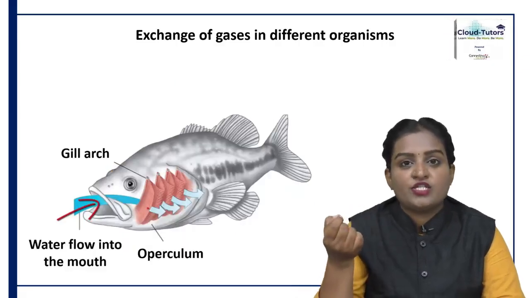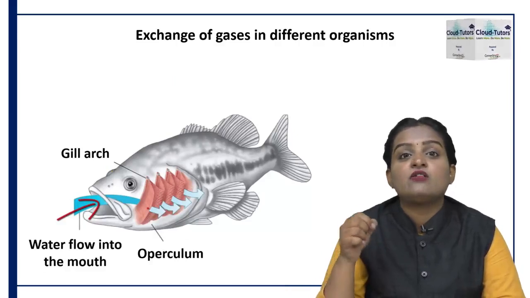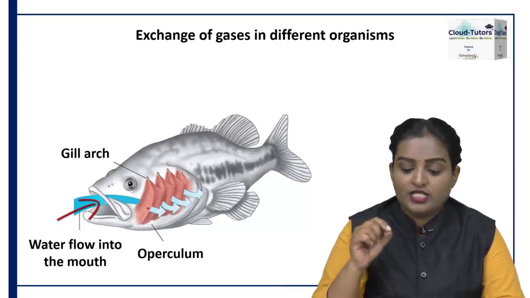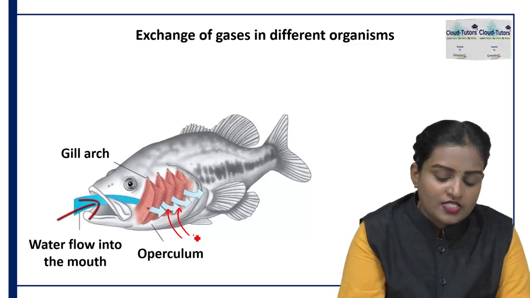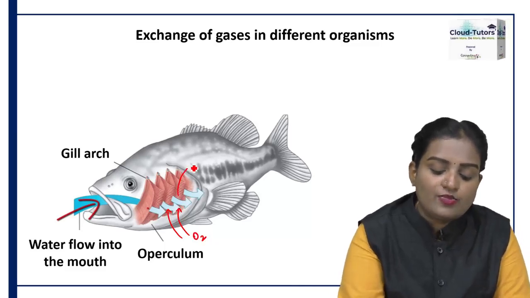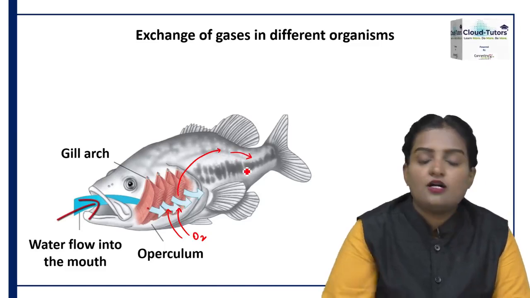Next comes fishes. Fishes take in dissolved oxygen present in water through the gills. So the gills will take up the oxygen dissolved in it and they will supply it to all parts of the body.